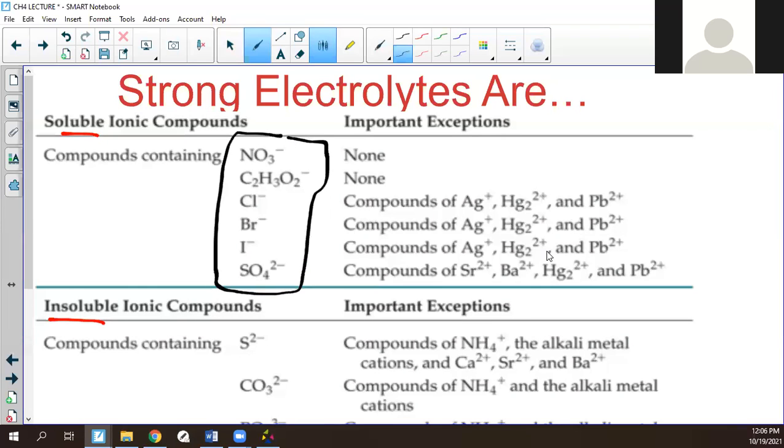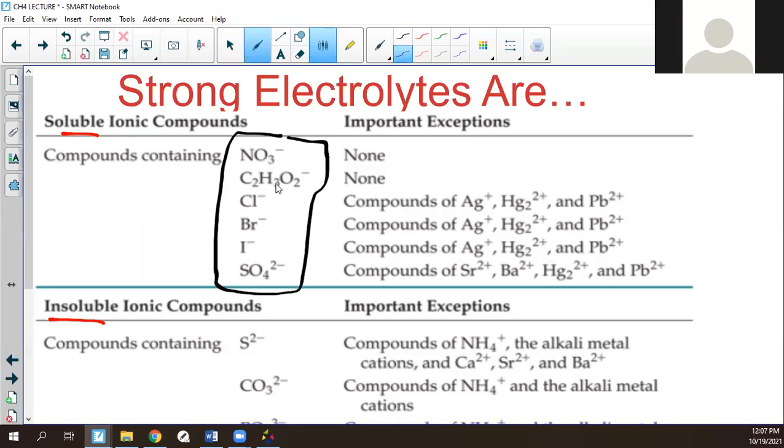Now, chemistry is one of the hardest sciences because there are so many exceptions to like every rule. So you'll notice there are only two things that have no exceptions. That means anything with NO3 in it will always dissociate. Are you sure there's not? There might be, but anything within reason that we deal with, there are no exceptions.